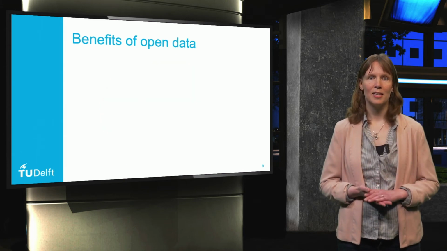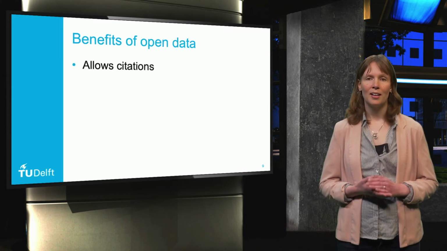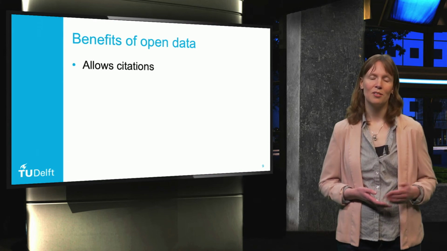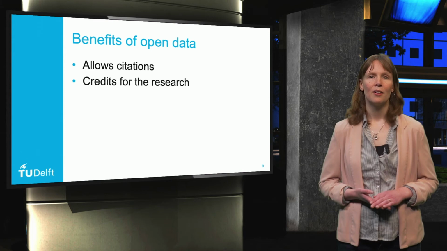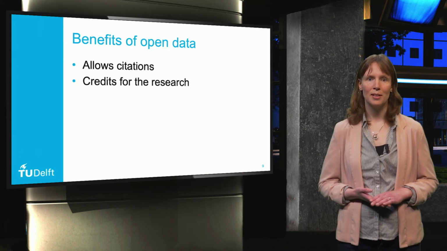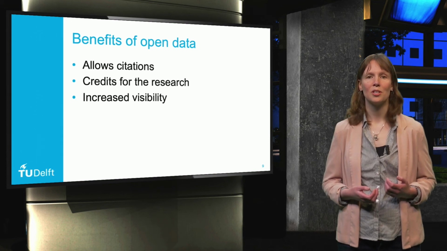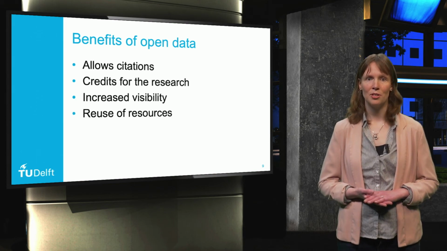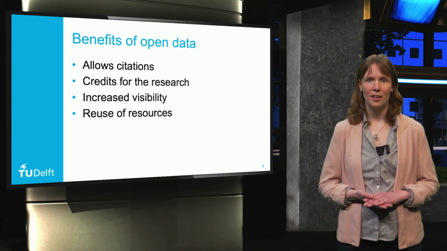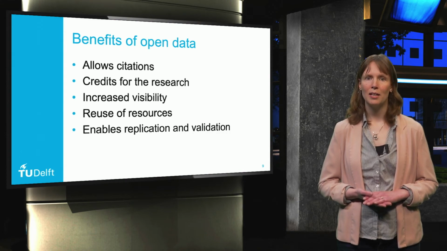When data are publicly accessible with a proper license and a persistent identifier, they can be cited, and such citations can result in credits for the research that has been done. For the researchers who have done the work opening up research data, this could lead to increased visibility. Open access to research data also encourages the reuse of these resources by other researchers for reasons of efficiency, transparency, and trust. It enables peers to replicate specific analysis or to validate the claims that have been made about this data in publications, and it might lead to increased trust of society in science.